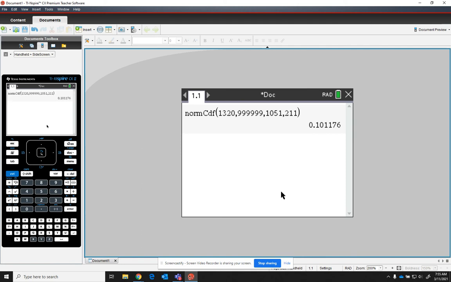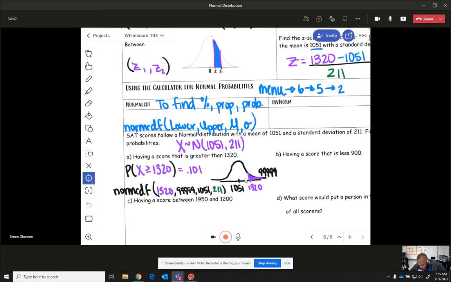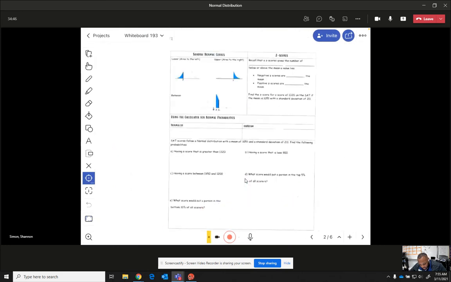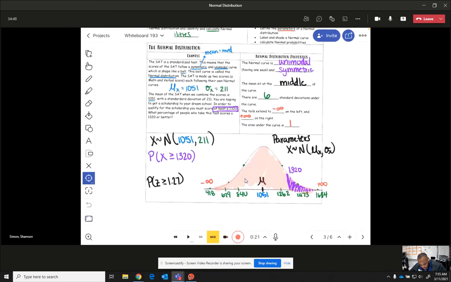When I press OK, notice this gives me a value of 0.101. So about 10%. If you go back to what we did with the z-score, for the z-score we got 0.102. So we're pretty close to being at the same value there. We said that when it was a z-score, when it was probability greater than or equal to 1.027, this was 0.102 from the chart. Well, here we're getting 0.101 from the actual calculator. The calculator is more accurate, actually.